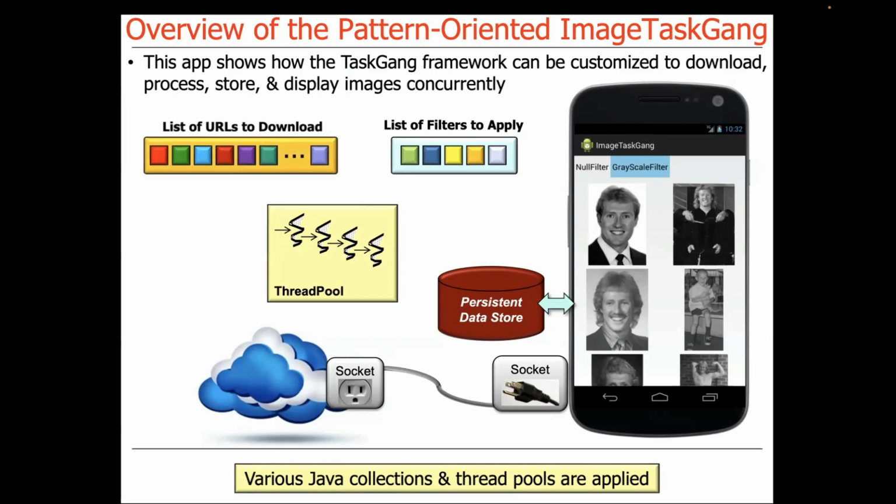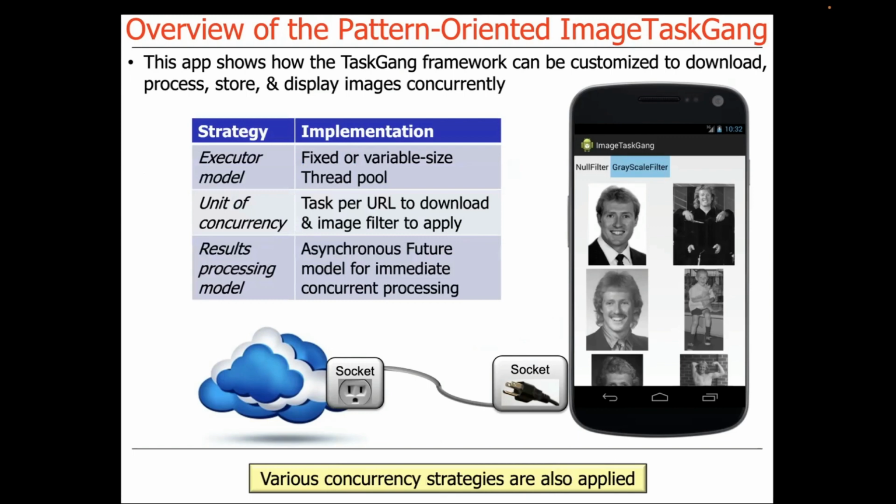So there's a list of URLs to download, which can come from various sources. We'll talk about that later. There's a list of filters to apply, and it's an open-ended list, so you could add other filters. You could add a tint filter or an emboss filter or a sepia filter or whatnot. And there's also a couple of different pools of threads, and we'll talk about them. There's a fixed size pool of threads, and there's also a variable size pool of threads using something called a cached thread pool. Now, there's also various concurrency strategies that can be applied.